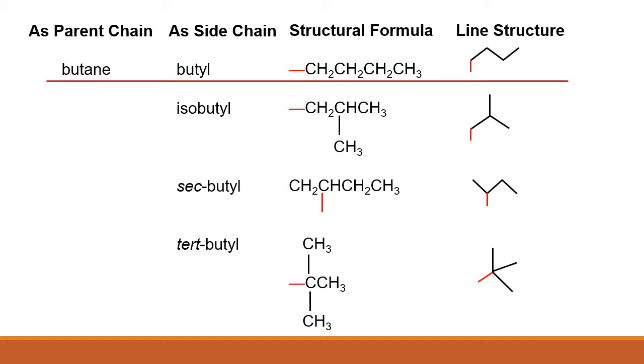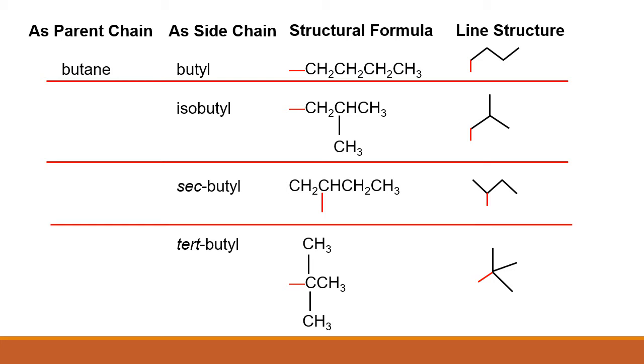In butyl, the methyl and methylene groups are arranged in a straight chain. In isobutyl, one methyl group is attached to the central carbon in the chain. In sec-butyl, the methyl and methylene groups form a straight chain, like butyl, but the attachment to the parent chain is in the second carbon, not the first. In tert-butyl, the four carbons are arranged to form a tetrahedral shape with the parent chain.